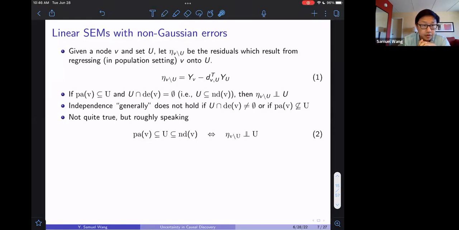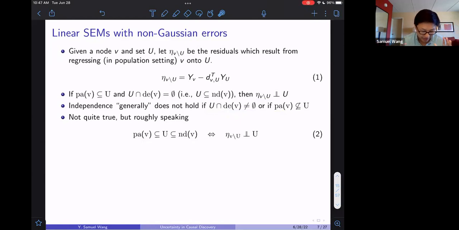If U contains the parents of V and does not contain any descendants of V, then under the linear structural equation model that I've just described, and under these assumptions, the residuals will be independent of the regressors. In general, this independence statement does not hold if U contains descendants of V, or if the parents of V are not contained within U.